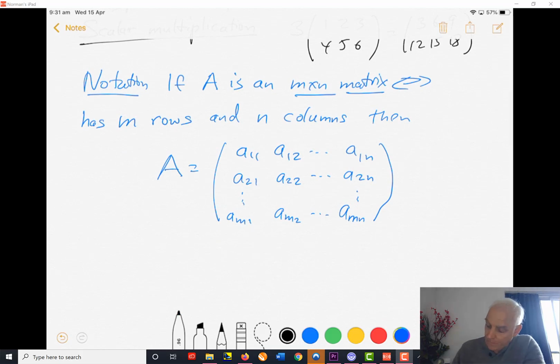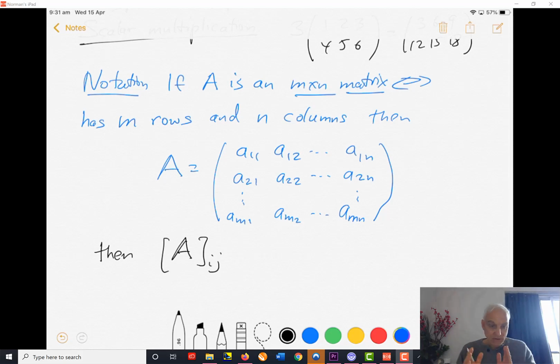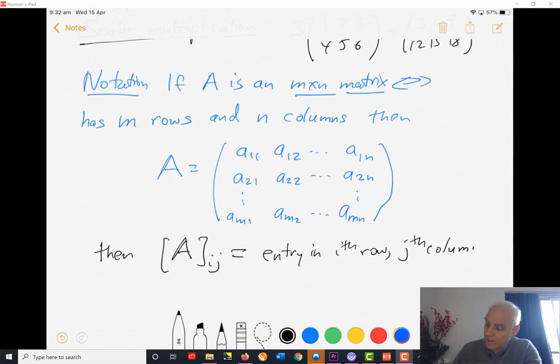And then we'll agree that if we want to focus on the ijth entry, we could do that by taking the matrix, its name, putting it in square brackets and putting a little subscript ij. That means the entry in the ith row and jth column, which in this case would be little a ij.